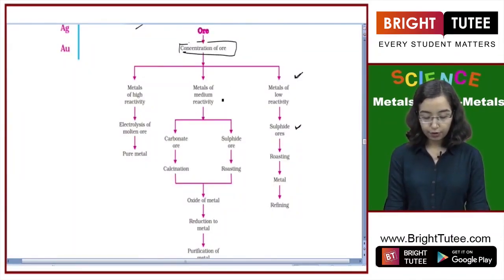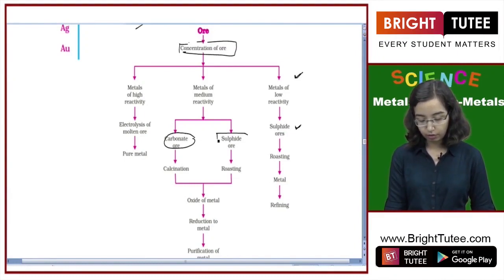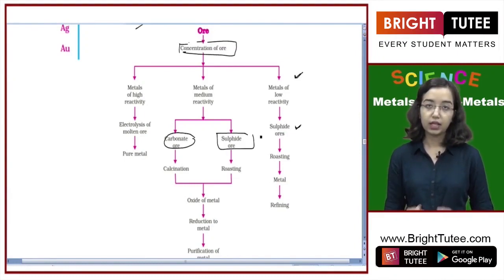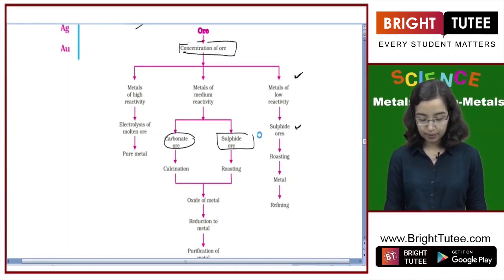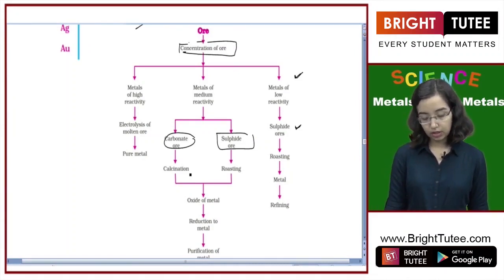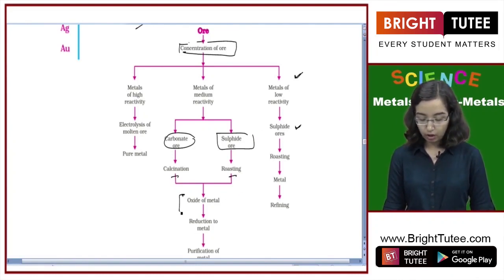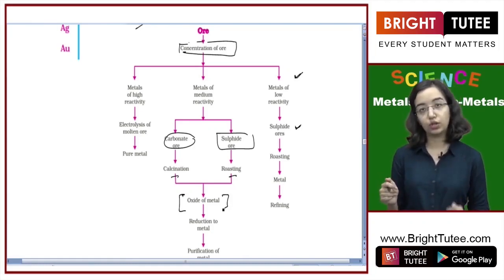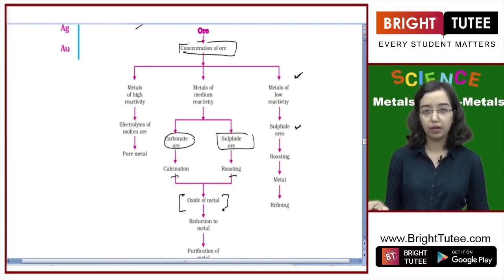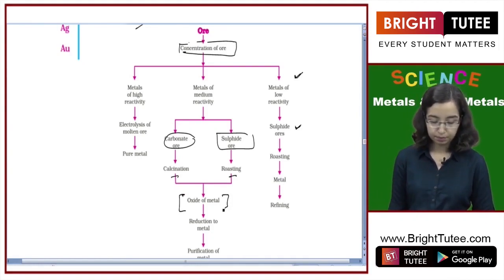The elements of medium reactivity either exist in the form of carbonate ores or in the form of sulfide ores. That is, in their ore form they have formed a compound with carbonate or sulfide ions. And for the respective process we use calcination and roasting, and we get oxide. So we convert them to oxide first, and then from oxide it's very easy to reduce it to get the pure metal out of it.